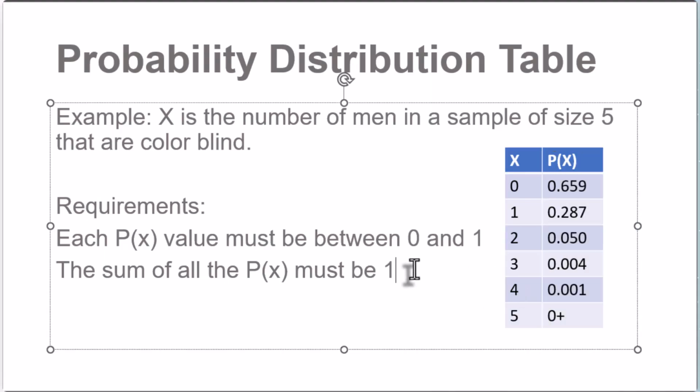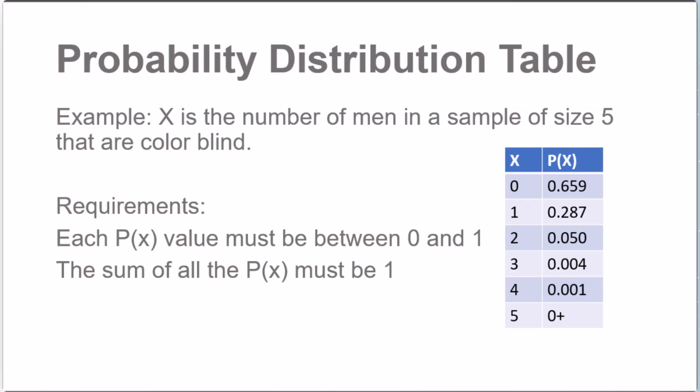It can't add to more than 1 because that would represent that some of these X values could happen at the same time, and we can't have X be 1 and also 2. And it can't be less than 1 because that would imply that there are X values that aren't being accounted for in that distribution. So 100% of the possible values have to be listed in the table and then have a particular value.